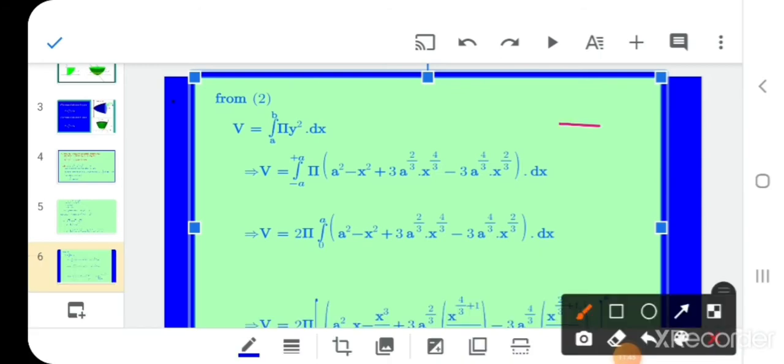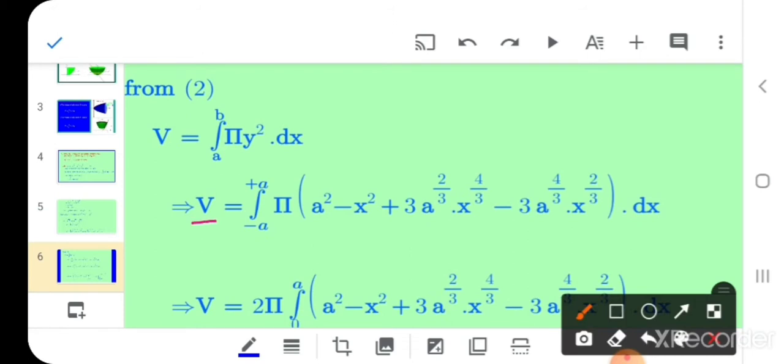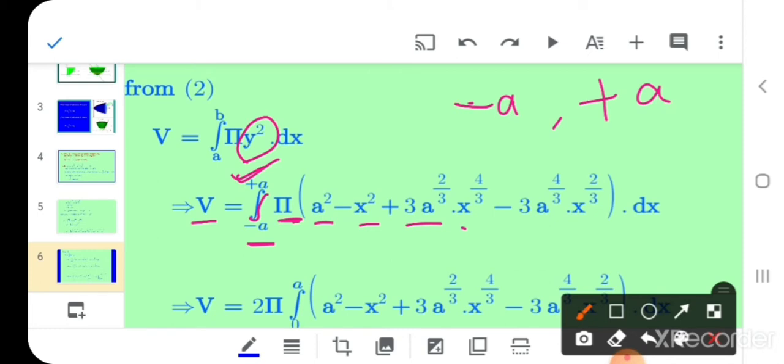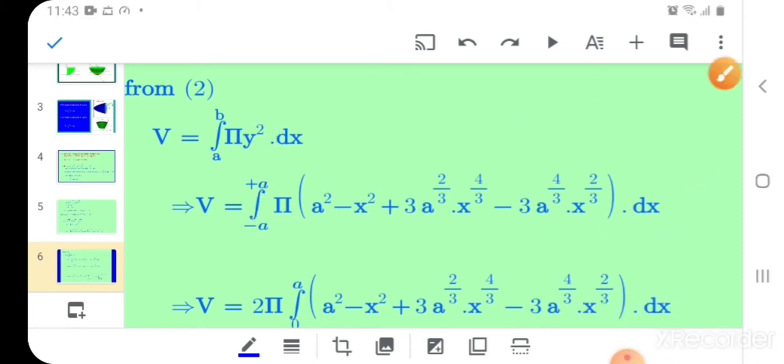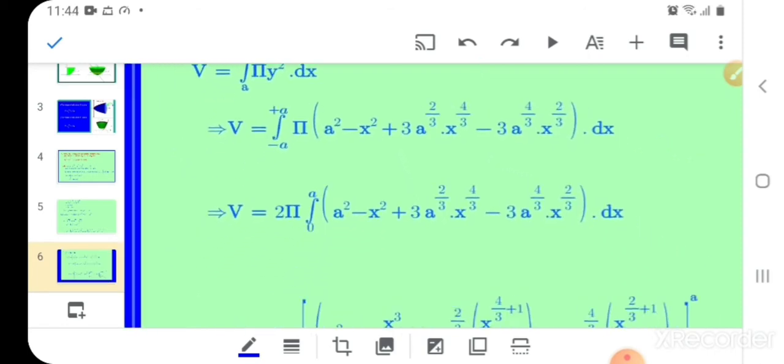See here. V equals integral. What are the limits? Minus a comma plus a are the limits. So I write integral minus a and plus a. Pi is the same. What is the y square value? a square minus x square plus 3a power 2 by 3 x power 4 by 3 minus 3a power 4 by 3 x power 2 by 3 dx. Now I substitute all the values. Then what do we do here? Integration. Before going to integration, I write constants outside, then I integrate.